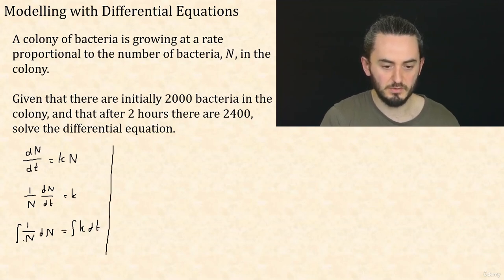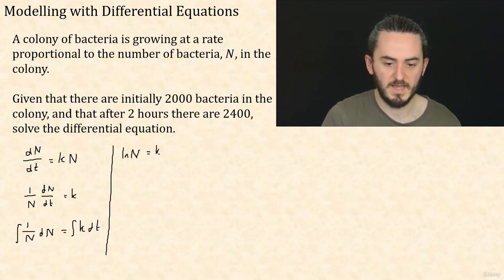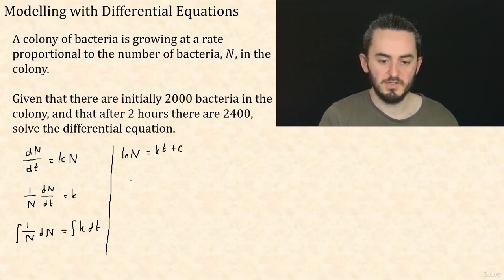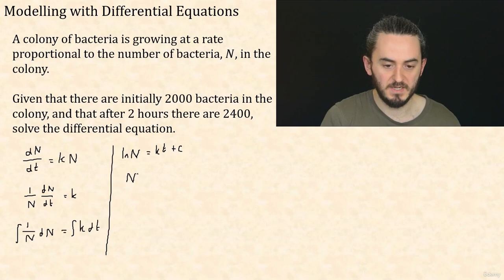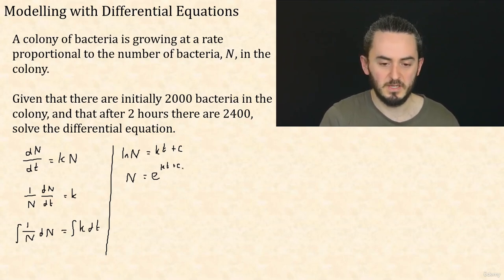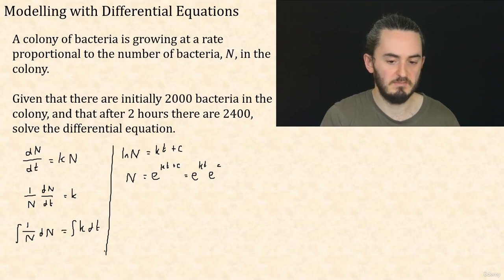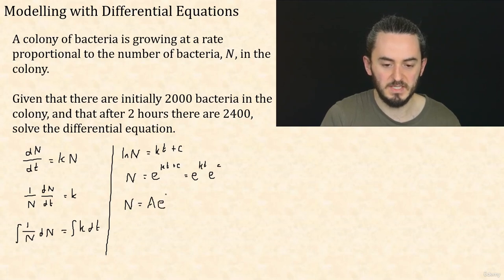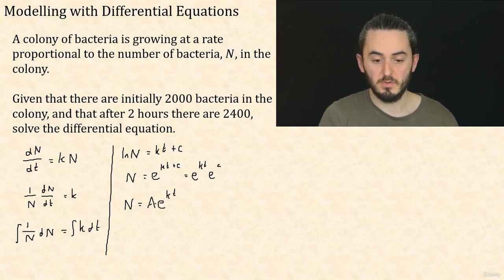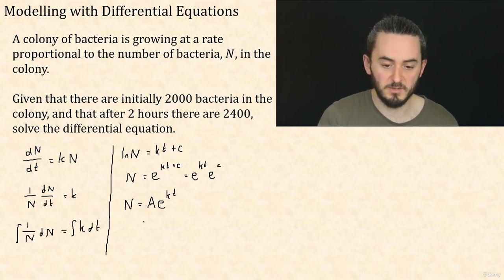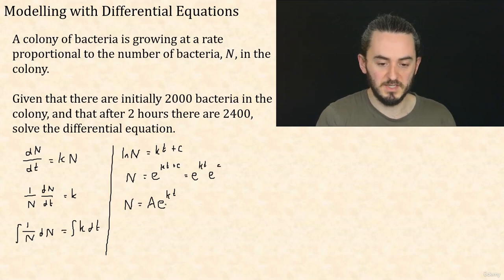So both of these are fairly simple integrals. Integral of 1 over n with respect to n is ln n, and on the right hand side it's just kt plus c. So I want this in the form n equals, so n is going to equal e to the kt plus c, but as we've seen in our separating variables video, when you've got e to the something plus a constant, just imagine splitting that into e to the kt times e to the c, and call e to the c a. It's just a new constant. So n equals a, some constant, e to the kt. So there's our formula that links the number of bacteria and time, and it's exponential growth.